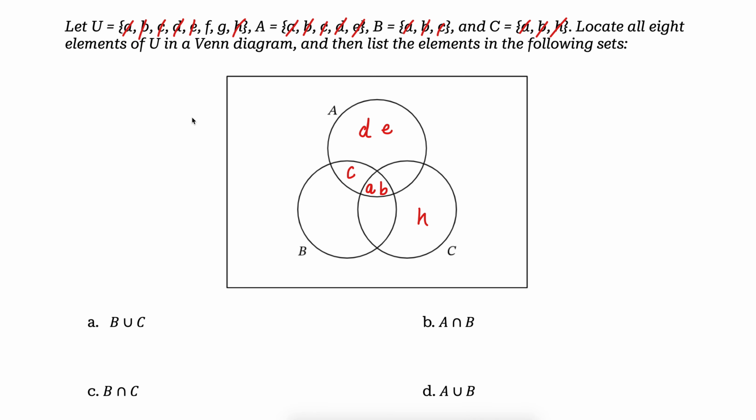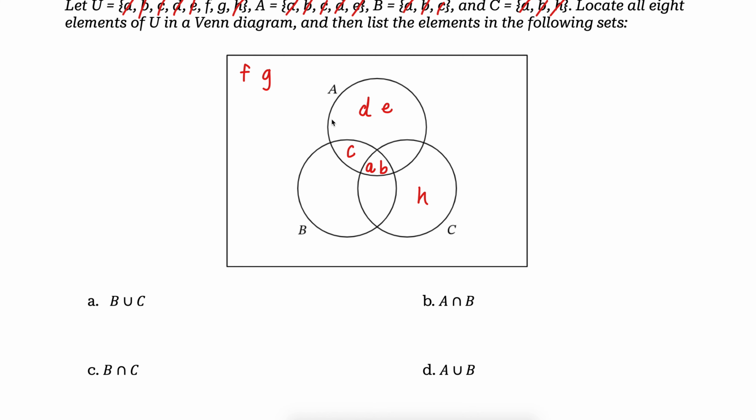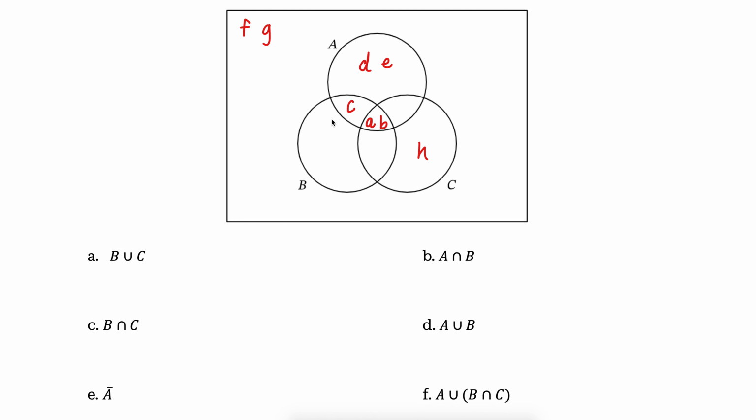Now if I go back to the universe, the letters F and G are not part of set A, they're not part of set B, they're not part of set C, so I can put them anywhere in this rectangular box just outside of the three circles. I'm going to put them in the corner up here, though you could put them anywhere you like. So now we'll answer a few questions.